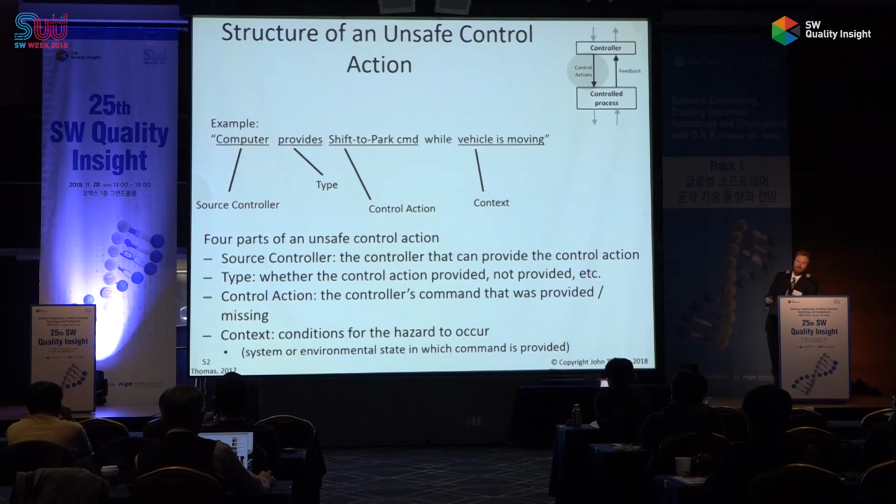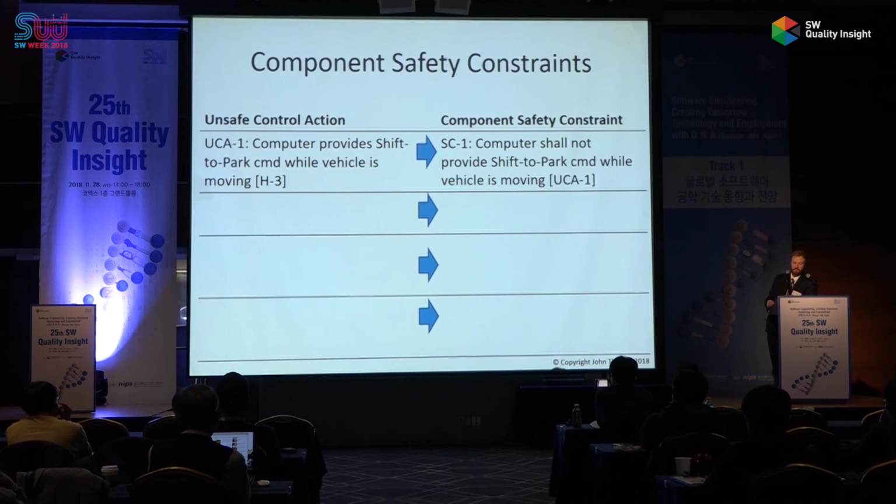They're written this way so that they're machine readable. They're also very precise and unambiguous. They satisfy all of the things we'd like to see in a requirement. And in fact, you can automatically generate your requirements from these unsafe control actions. You can do it by hand as a human, or there are tools available now that will do this for you. And it's very easy. Here's a simple example. If the computer provides a shift to park command while the vehicle is moving, that could be dangerous. That could lead to a loss. What's the requirement? It shall not provide shift to park command. If you don't like the shall not, you can reword it into something a little bit different.